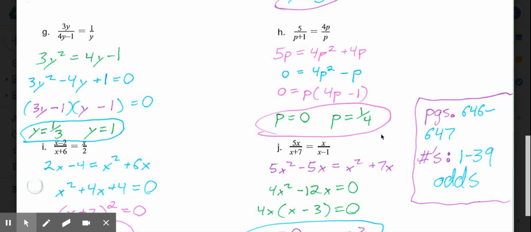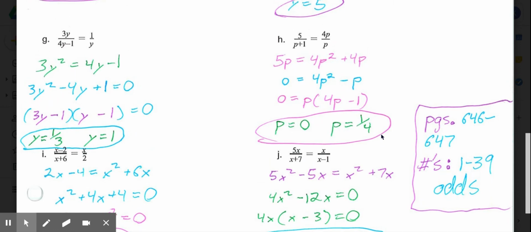And our last few problems. In the case now where we end up, when we cross multiply, with y or x or whatever our variable is, possibly to the second power, this is where you'll need to go back to the factoring skills we just covered and factor in order to solve. So let's look at G.